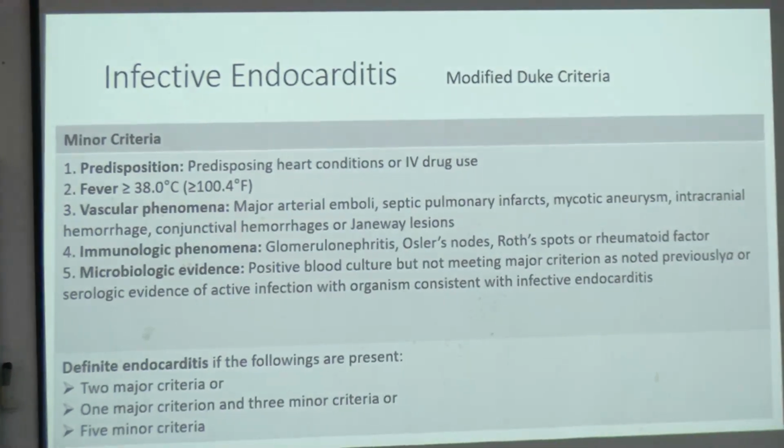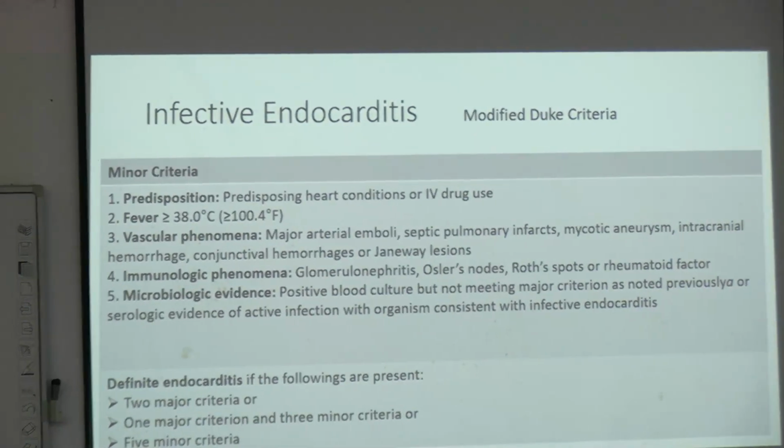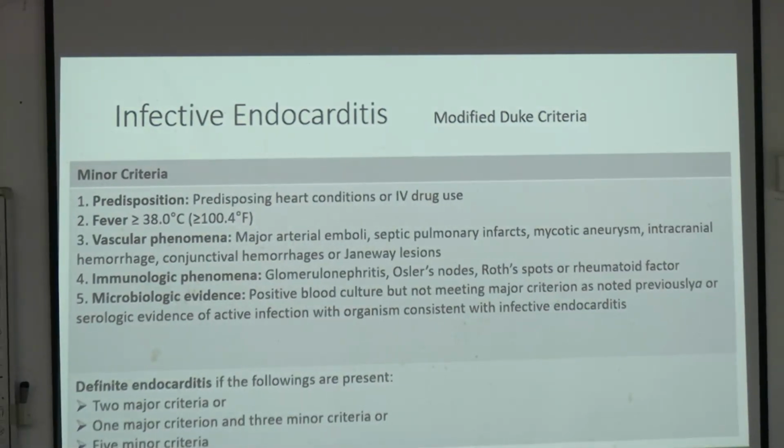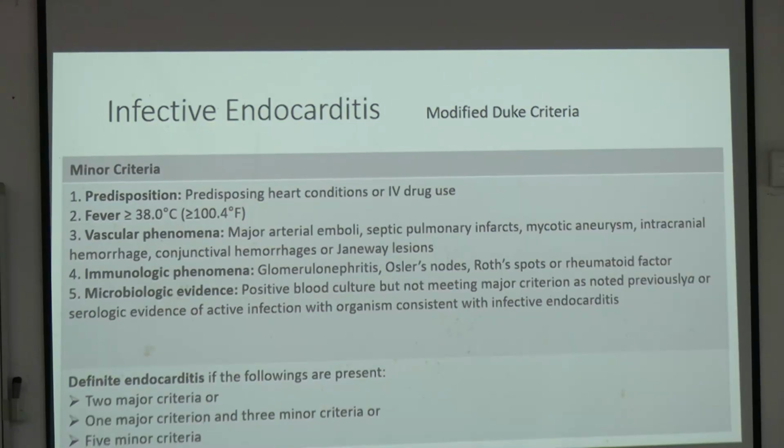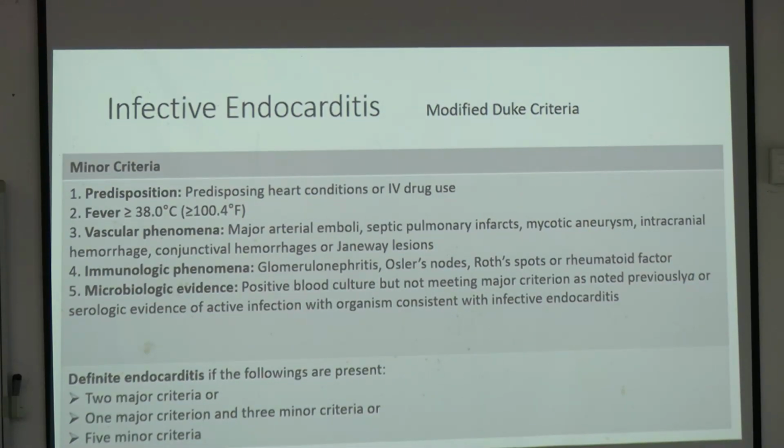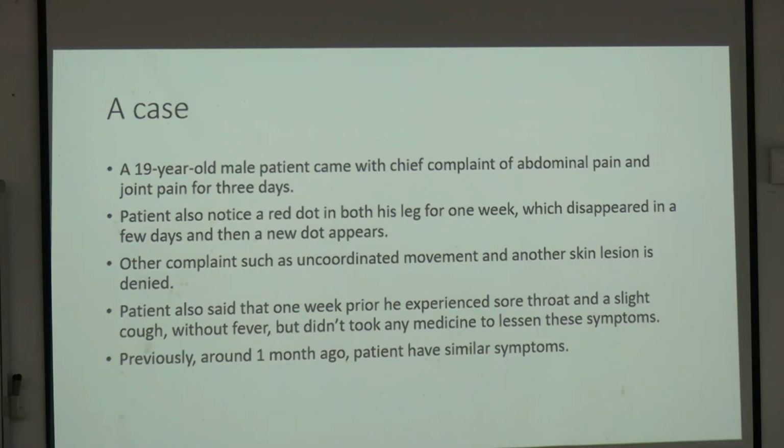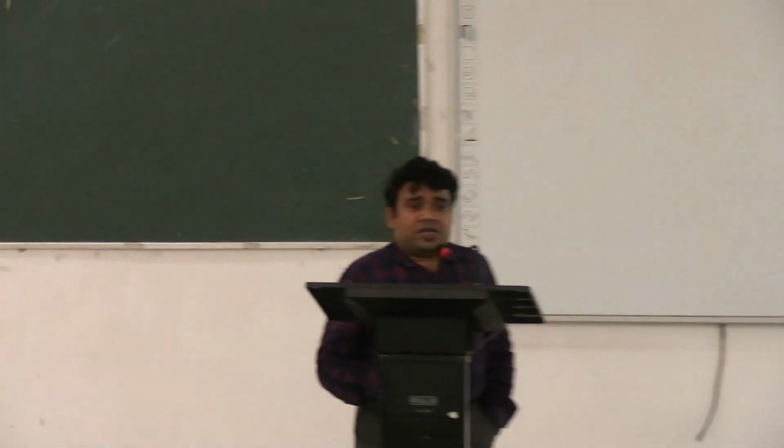The minor criteria may include predisposing factors like IV drug abuse or immune compromise, or fever, vascular phenomenon, immunological and microbiological phenomenon. A definitive diagnosis, when we have two major criteria or one major and three minor criteria or five minor criteria, we will classify it as a case of infective endocarditis. Similarly, now in acute endocarditis, the organism itself is directly causing damage to the cardiac tissues. Another phenomenon that occurs is the immunologic phenomenon.